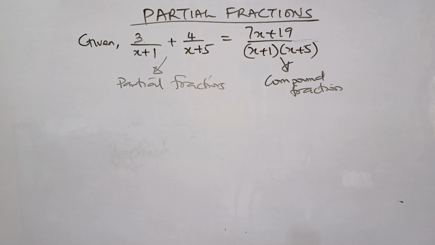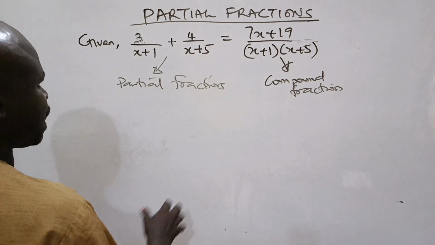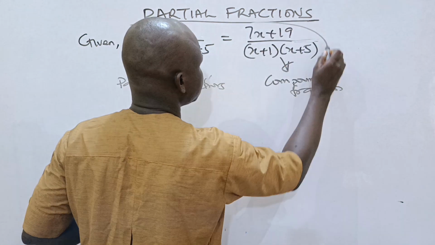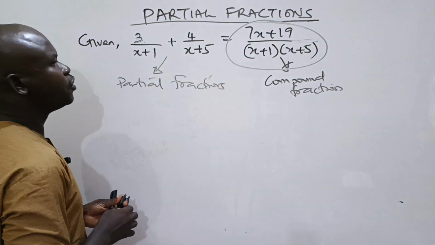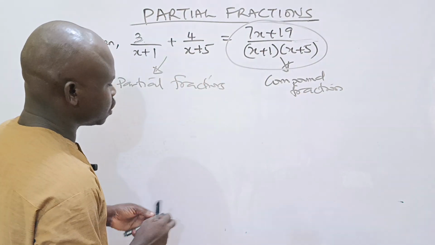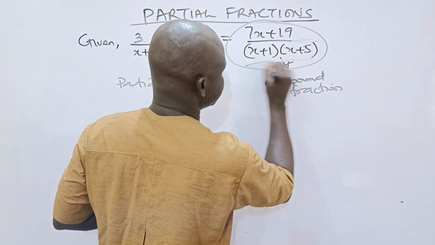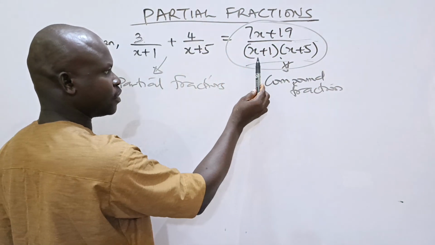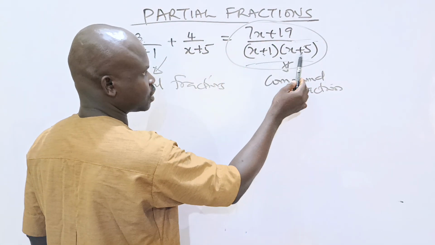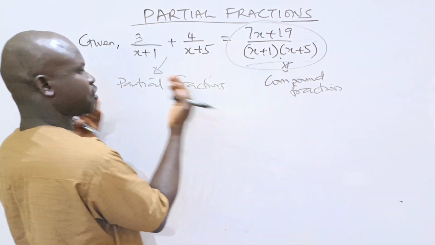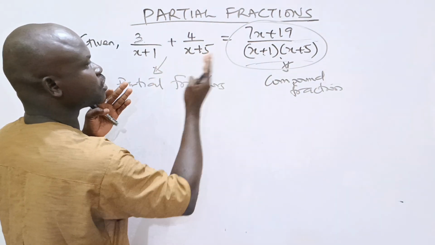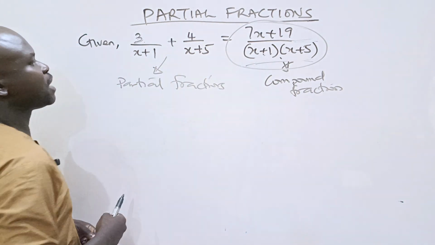The partial fraction of any compound fraction will be determined by the nature of the denominator. If you are given this compound fraction, one way to resolve it to the sum of its partial fractions is to consider the nature of the denominator. In this case, we have two linear factors. These two linear factors will tell us what to do when we want to resolve this compound fraction into the sum of its partial fractions.